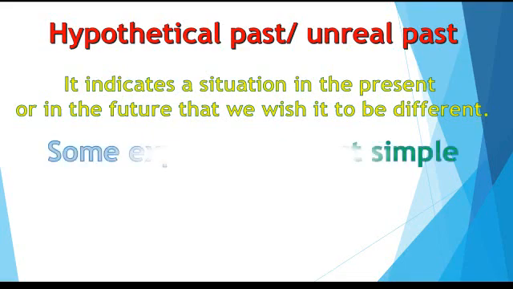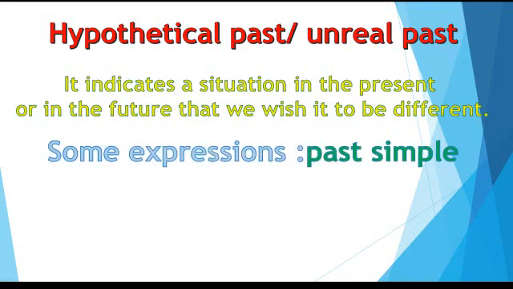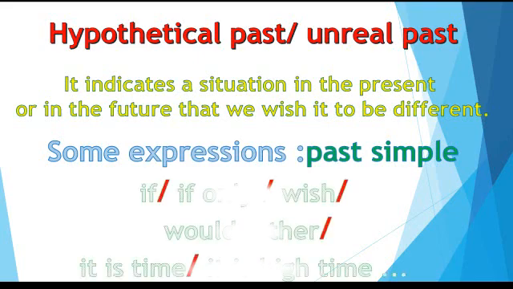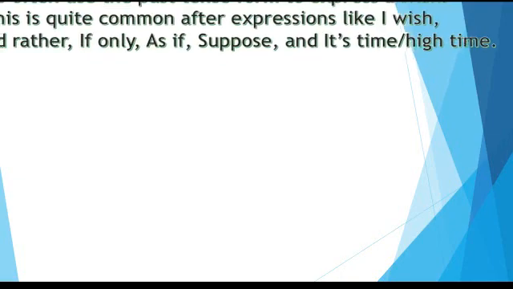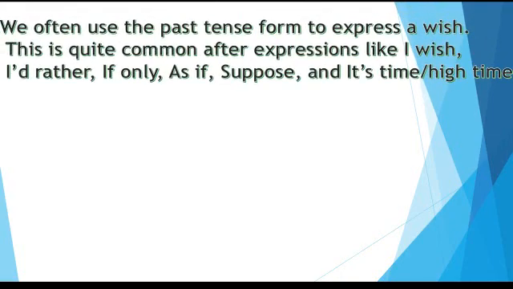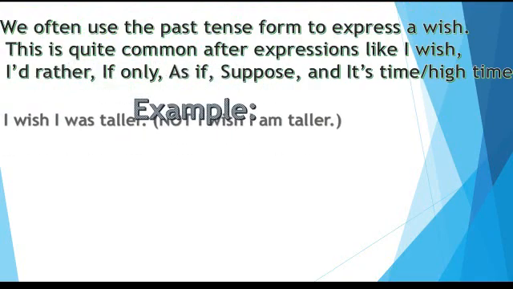So let's see some examples. If you see these expressions, it's mainly going to be the past simple, but it might be a trap. Mainly if you see if only, wish, would rather, would sooner, it's high time and so on, it's mainly going to be the past simple. Okay, and as other indicators for the hypothetical past, we often use the past tense form to express a wish. This is quite common after expressions like I wish, I'd rather, if only, as if, suppose, and it's high time or it's time. So let's see some examples to make it more straightforward.